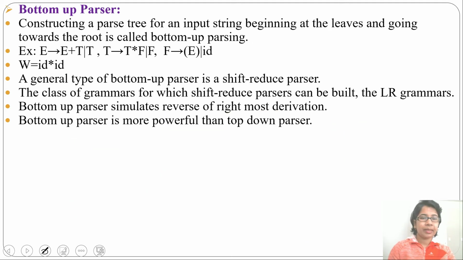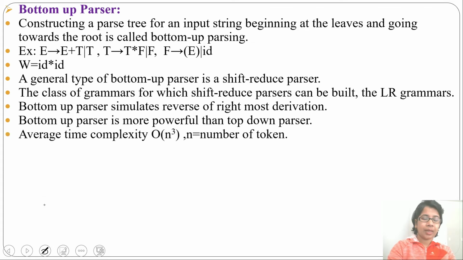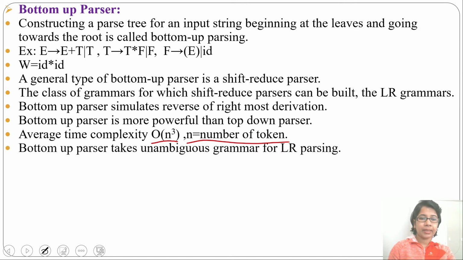And bottom-up parsing is more powerful than top-down parsing. I will explain how. Average time complexity is order of N. For top-down also the time complexity is order of N, and here also order of N, where N is the number of tokens. And bottom-up parsing can take unambiguous grammar for LR parsing. The general type of bottom-up parsing is shift reduce parsing, and shift reduce parsing can take ambiguous grammar, but LR parsing will take unambiguous grammar.